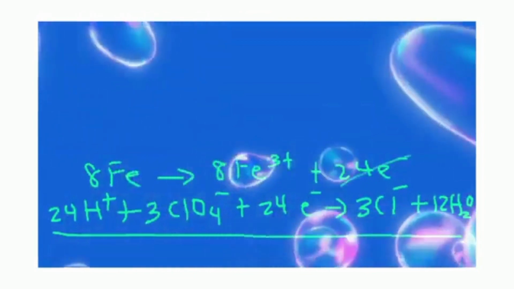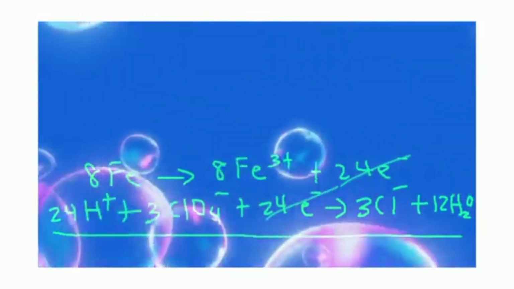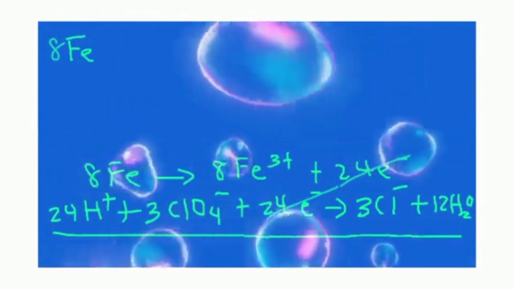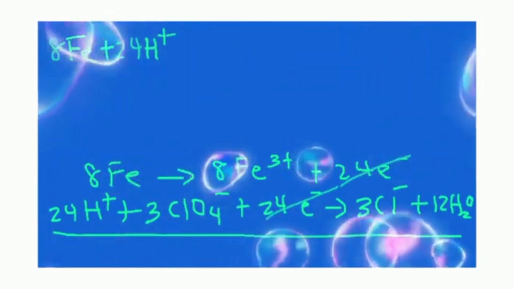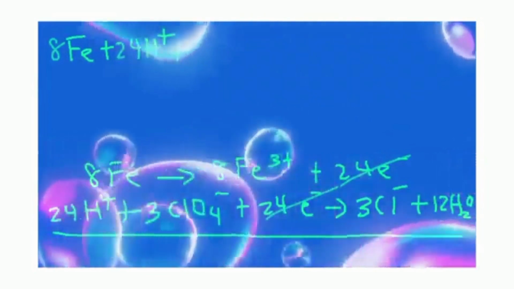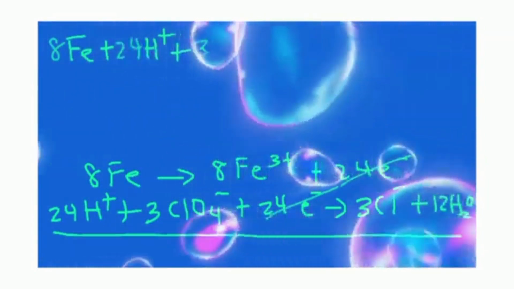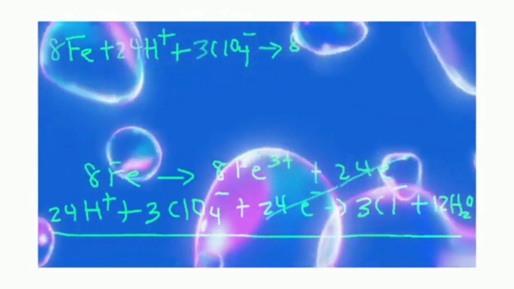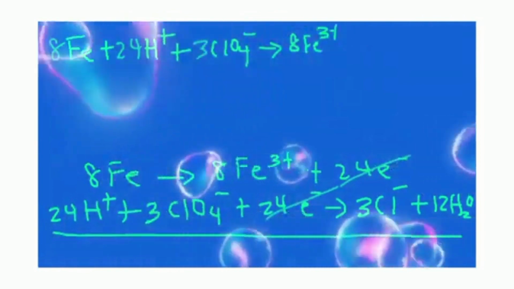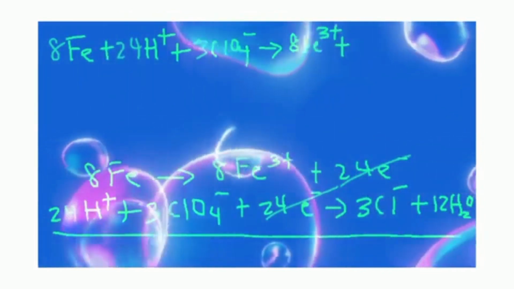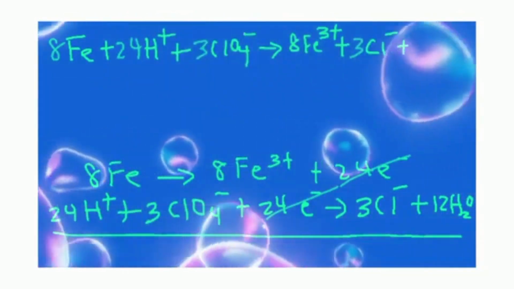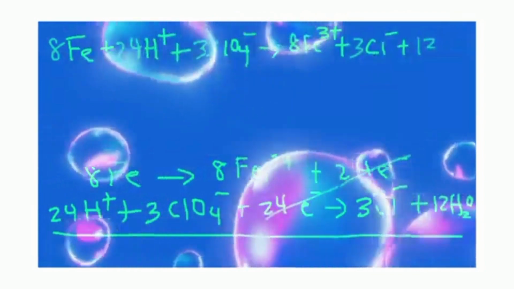The number of electrons is going to cancel. And so on the left, we're going to have 8 iron atoms plus 24 H+ ions and 3 perchlorate ions, and 8 Fe3+ cations and 3 chloride ions, and finally 12 H2O molecules.